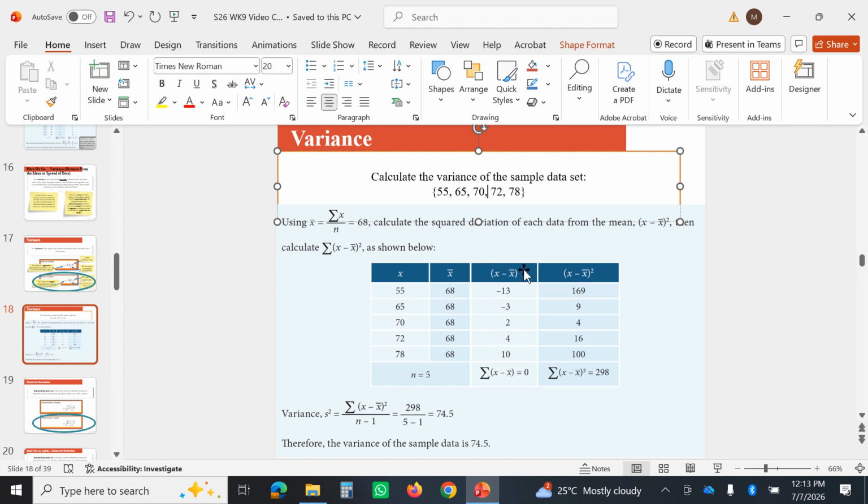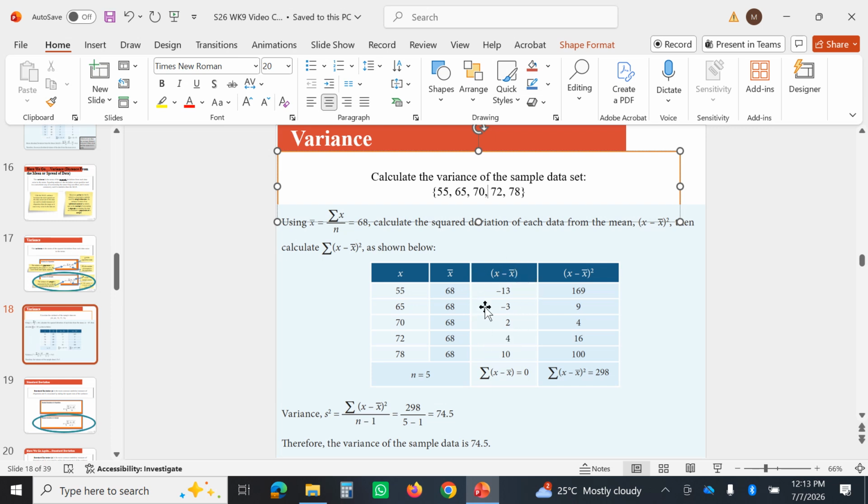Please just do what it asks you here. X minus mean. In that case, negative 13. And then you square that negative 13. Now, we just did the absolute value with the MAD. I just wanted to show you that that's how you do the MAD. This is how we do it when we solve for standard deviation. This is everything I'm going to show you right here.